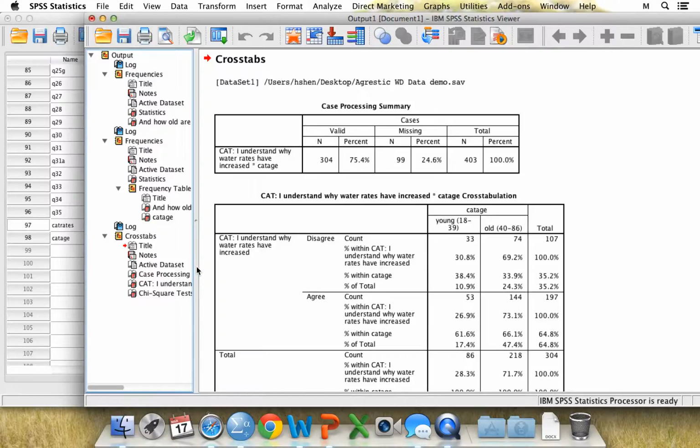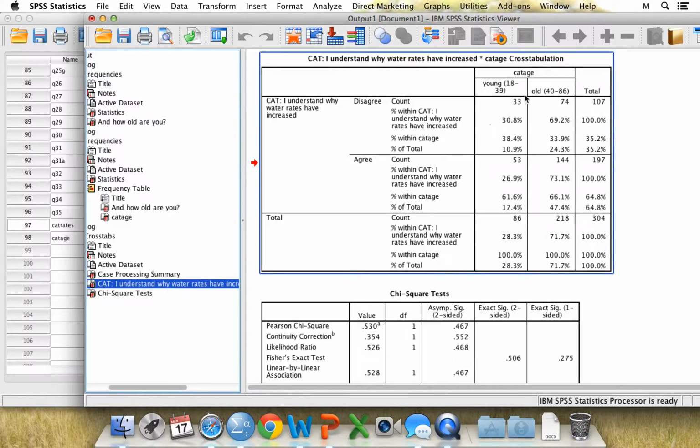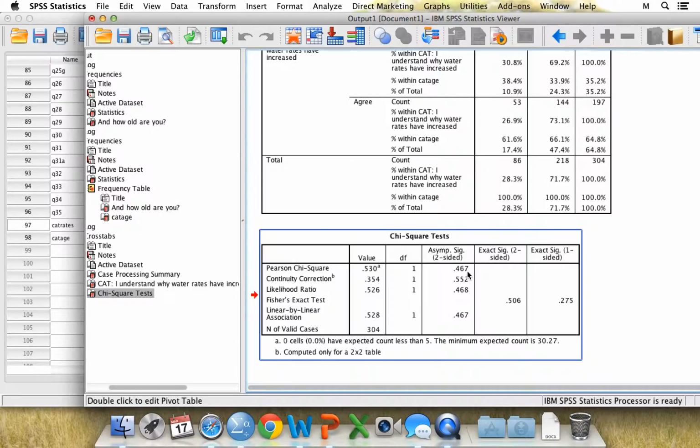Then the output window gives me tables for crosstabs. And in class we discussed we want to pay attention to 2 tables. One is the cross tabulation, and next is the chi-square test. So usually when I do the crosstab, I go to the chi-square test table first to see if it's significant. So the sig value is 0.467. That's bigger than 0.05. Usually we want it to be smaller than 0.05. So this means age is not significantly related to people's understanding of water rates increase reasons.